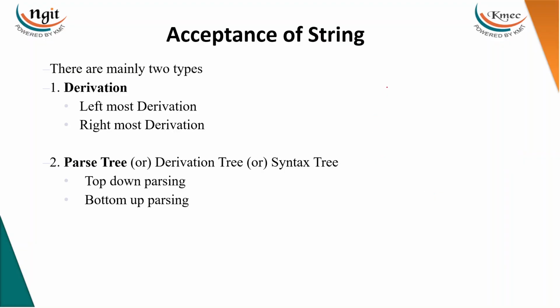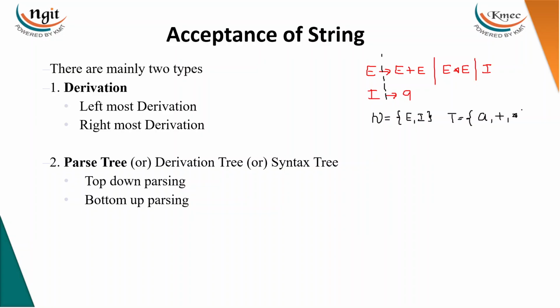See, every grammar is going to accept some string. For example, let me take the same grammar we took earlier: E tends to E plus E or E star E or I. Then I tends to A. First of all, identify the terminals and non-terminals. That is very important here. The left-hand side defines the non-terminals. So the non-terminals are E and I, and the terminals are only A, plus and star.